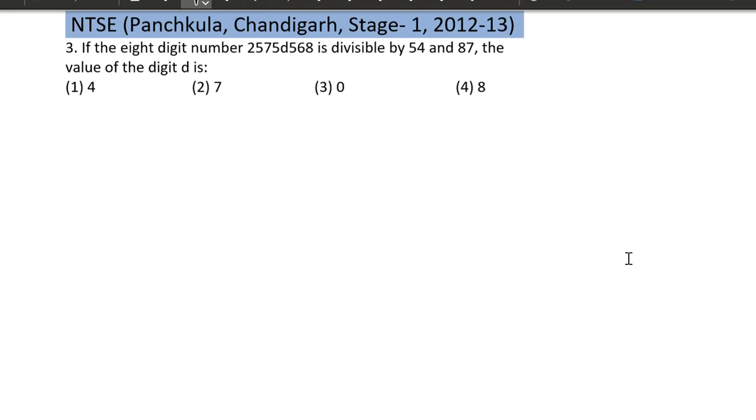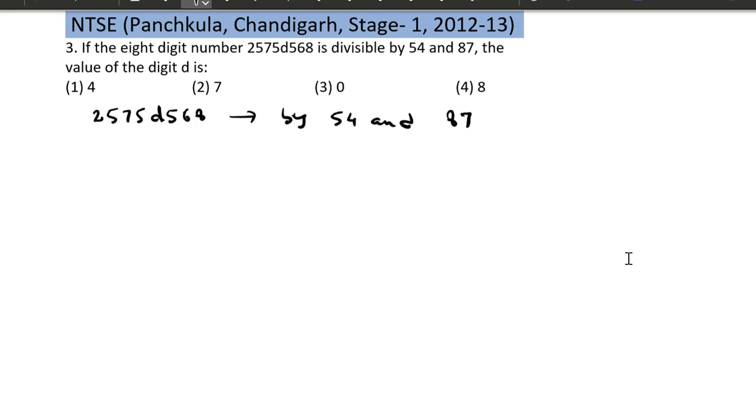If the 8-digit number 2575D568 is divisible by 54 and 87, that means it is exactly divisible by 54 and 87. Then what about the value of D?